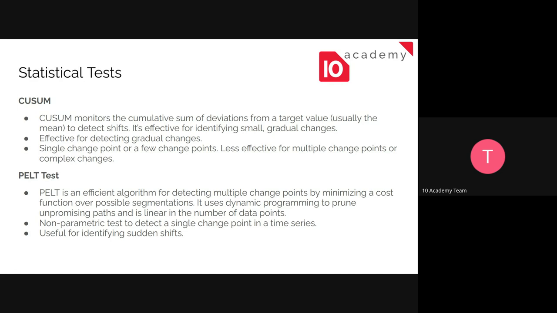The cumulative sum method helps us detect this point by monitoring the cumulative sum of deviations from a target value. Your target value is going to be your mean. So whenever the data deviates from the mean, it's going to detect it. This is not effective for large data, or for data that has many points of change. So this is not good for our data, but we're going to be looking at it just to know why, right? It's effective for detecting gradual changes, not sudden changes, and it is good for detecting single change points or fewer points.